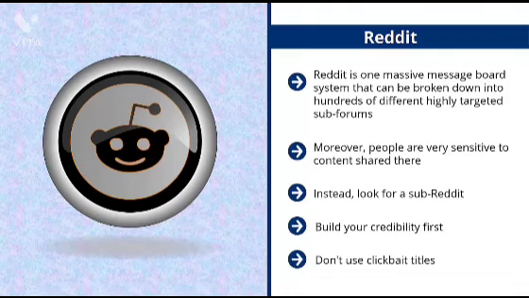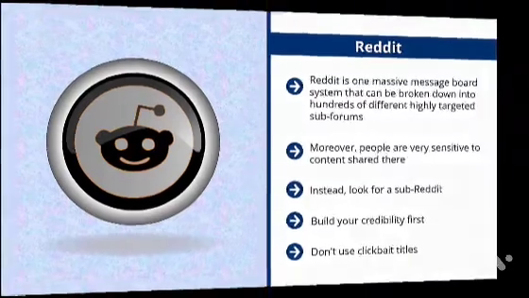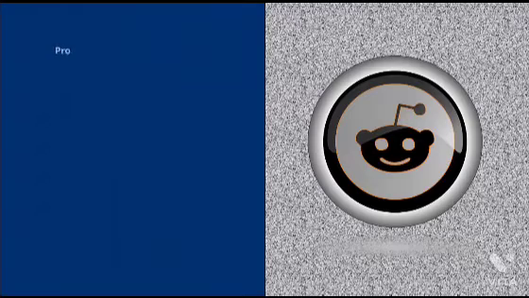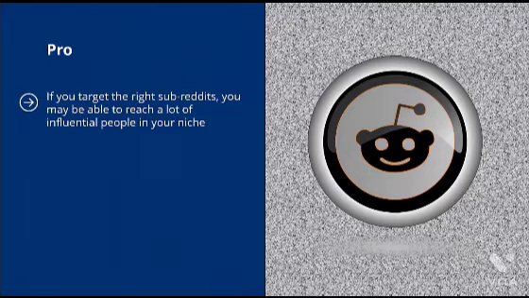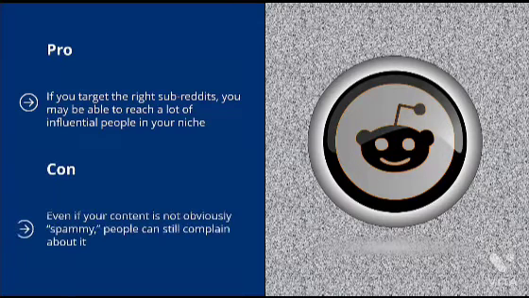Don't use clickbait titles. People hate that. Moreover, make sure you share only truly useful content. You have to remember that Reddit is quite well known for being allergic to spam. Pro. If you target the right subreddits, you may be able to reach a lot of influential people in your niche. Don't be surprised if your content starts getting backlinks from blogs related to your niche. Con. Even if your content is not obviously spammy, people can still complain about it. That's how sensitive people are to spam.